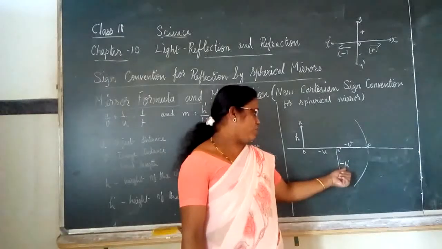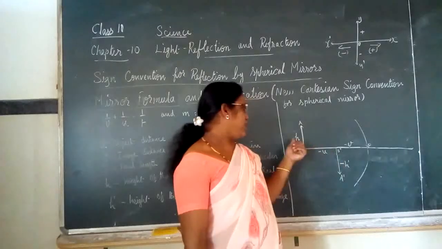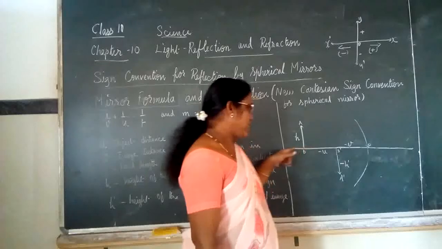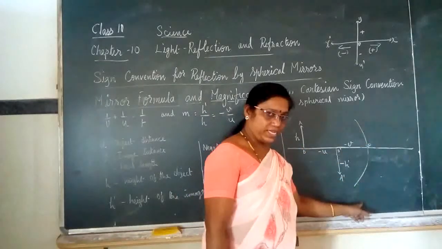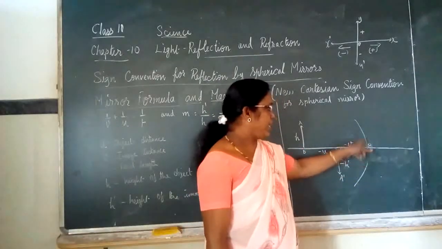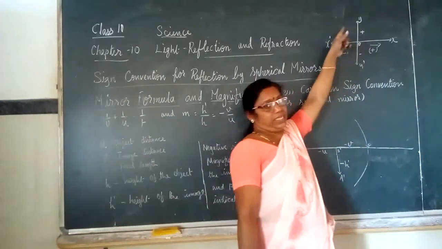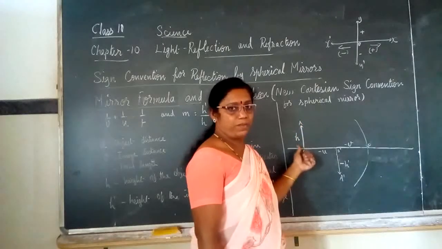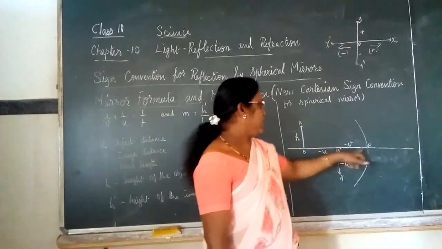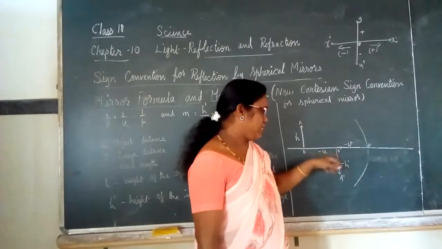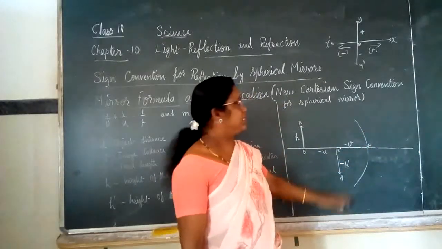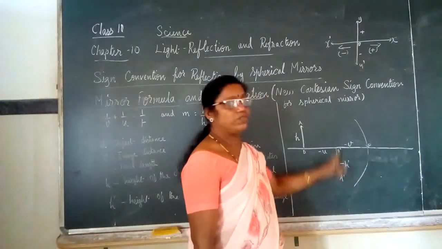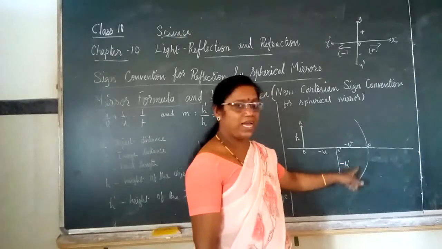And here we wrote this as positive, negative, and this one as positive. The reason is this is the x-axis and this is the y-axis. So here the line above the x-axis is taken as positive, hence AB is considered the height as plus h. Whereas A dash, B dash is below the x-axis, which is considered as negative. Hence, height of the image is minus h dash.